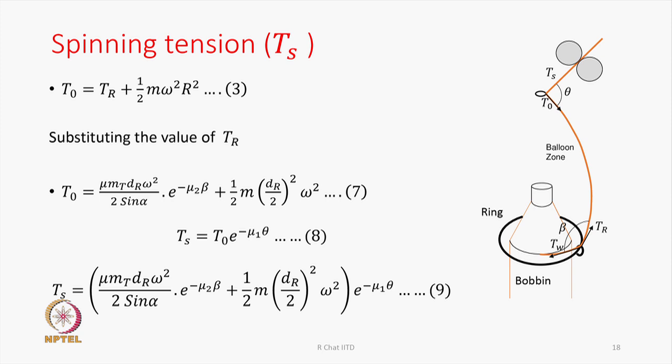This is just the substitution of the value of T0 from equation number 7 here, multiplied by e to the power minus mu 1 theta. Theta is this angle as shown in the diagram, and mu 1 is the coefficient of friction between the lappet guide and the yarn. So you see that the spinning tension Ts is related to so many parameters.